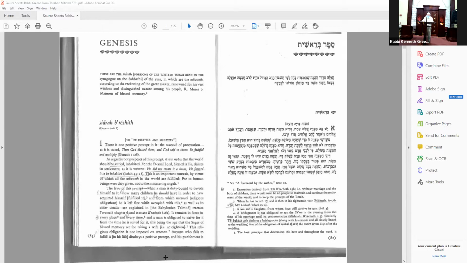And we'll start: what are the laws? Number one, a man is duty bound to devote himself to it. So he's telling us, number one, that the mitzvah of procreation is on the man and not on the woman. Number two, how many children he should have in order to have acquitted himself. How do we know that? Again, citing an example from the Gemara.